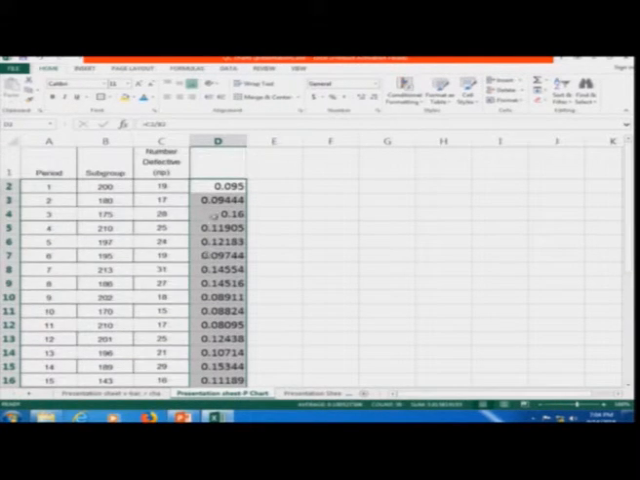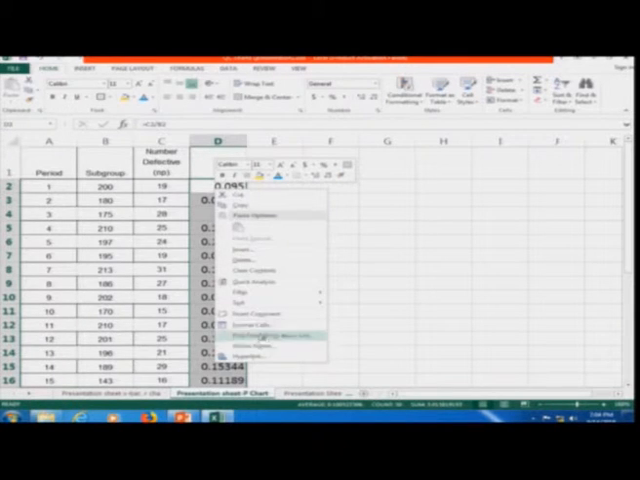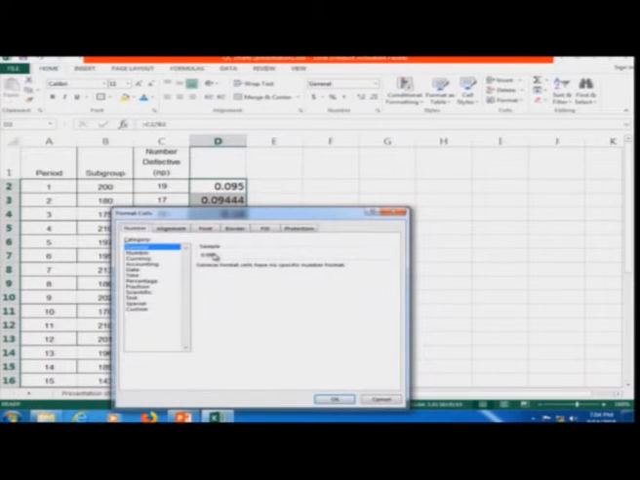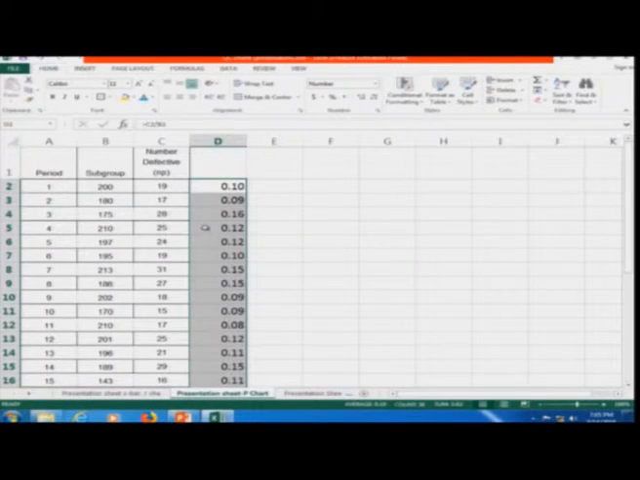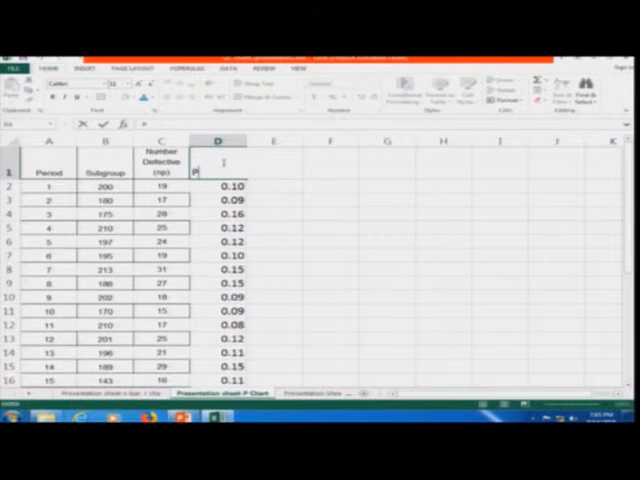I will drag this to get my proportion defective, and format cells. I will bring it to 2 places of decimal. So this is my proportion defective. I will call it percent defective.